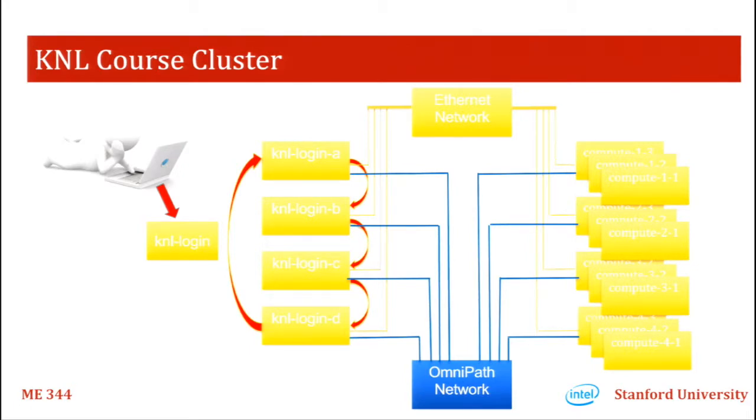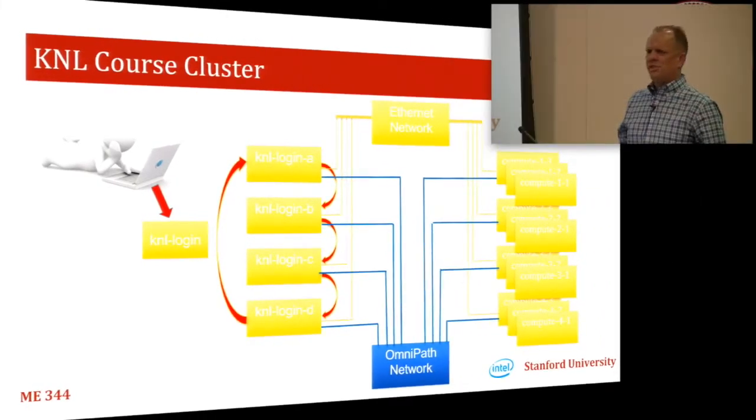Each one of these nodes has a Knights Landing processor. The Knights Landing processor has 272 cores. If you're interested in core count, some of your laptops may have 4 cores or 8 cores, so 272 cores per node. And some large amount of memory. I don't remember exactly what it is, maybe 100 gigs or so.